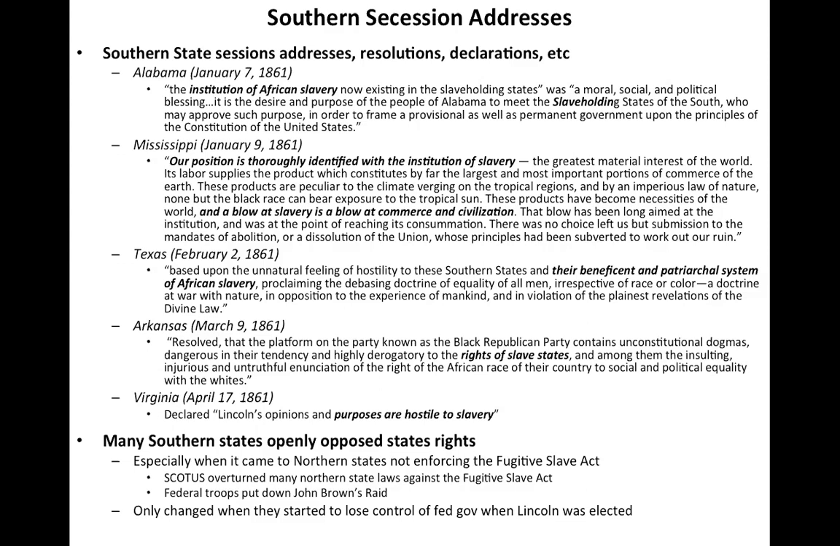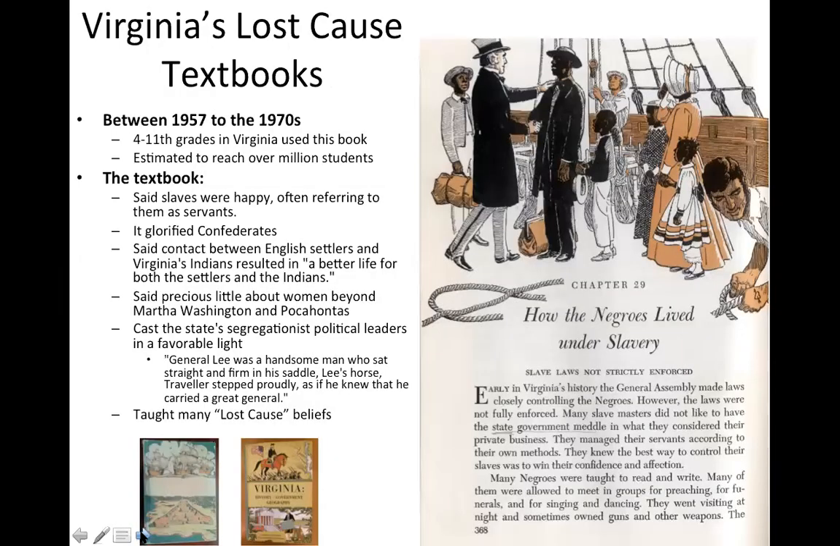And this only changed after Lincoln was elected, and all of a sudden the South wanted states' rights to continue slavery. But I mean, the South has a long history of opposing states' rights. So this is just one example of many textbooks that the Lost Cause helped draft. And this textbook was a Virginia textbook between 1957 to the 1970s for 4th and 11th graders, and it's estimated to reach over 1 million students during this time period.